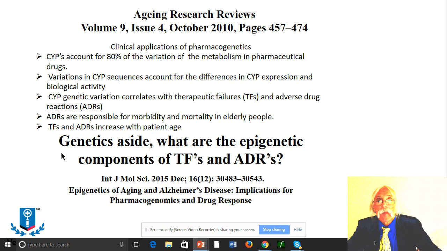Wow. All right. Now, variations in CYP sequence account for the difference in CYP expression and biological activity. The whole ball of wax here is involved, right? How much CYP is made, how potent is the enzyme activity, is it in the right cell at the right time, all of that. CYP genetic variation, and there is, of course, genetic variation in these genes, right? It can correlate, when you get genetic variations such as single nucleotide polymorphisms, with therapeutic failures, they call these TFs, and adverse drug reactions or ADRs.